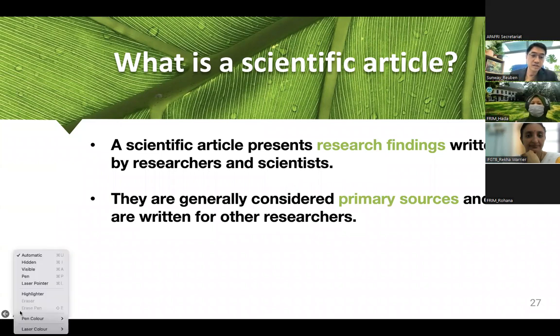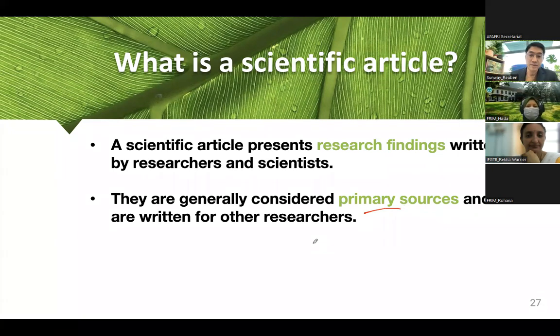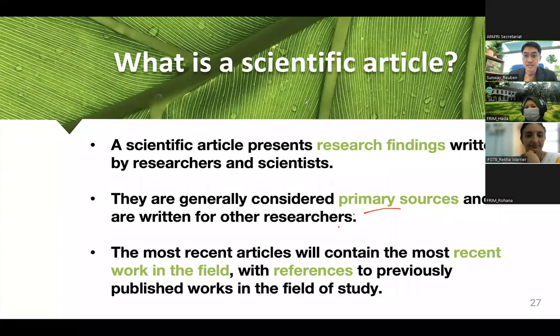And whatever you are churning out when you're publishing a paper will in the end be considered a primary source, and that's going to be cited by many other researchers in your field. So you're not writing a book, you're writing a scientific article, which is actually our bread and butter as a researcher. That's going to be the primary source of information. And what a scientific article will contain is actually the most recent work in the field. You also have references to previously published works. These are just 3 things that probably make up what a scientific article is.